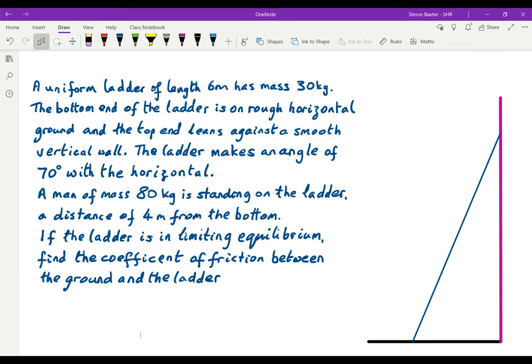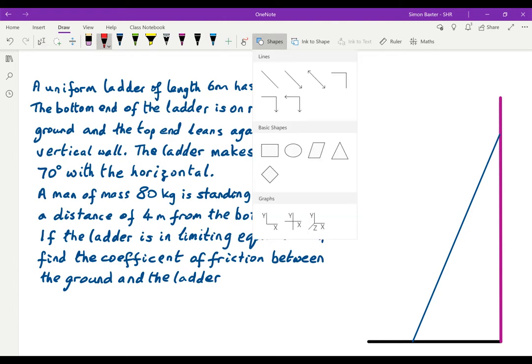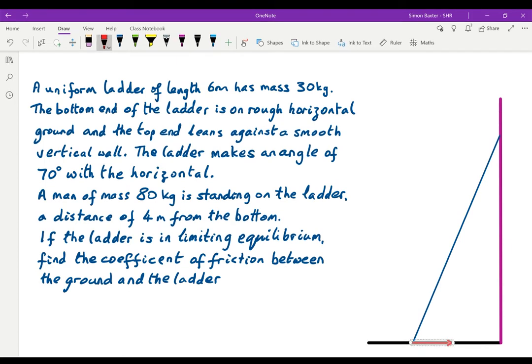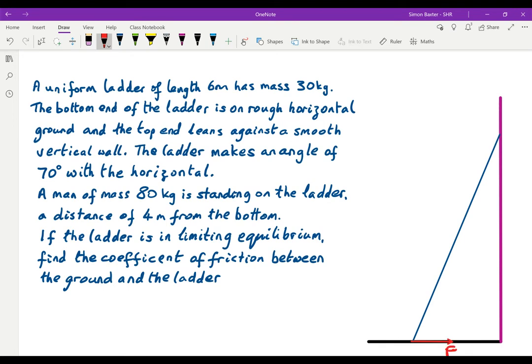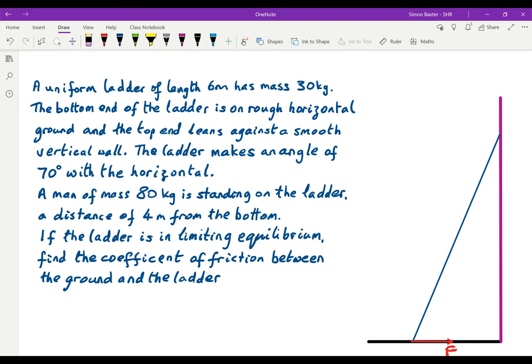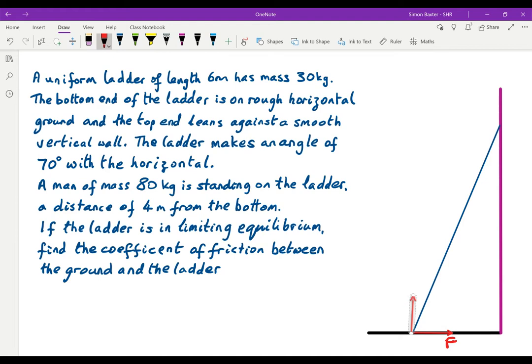So the first thing we need to do is to look at some forces. We want to put forces on the diagram. Well, it's on rough horizontal ground, so there will be a force, F, we'll call it, of friction on the ground, and that must be acting towards the wall to stop the ladder slipping away. There will also be a normal reaction from the ground acting on the ladder, and we'll call that one R. In fact, we'll call it R1 because we are going to have another reaction.